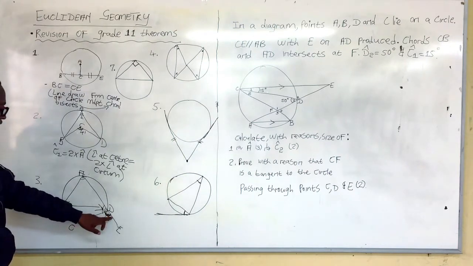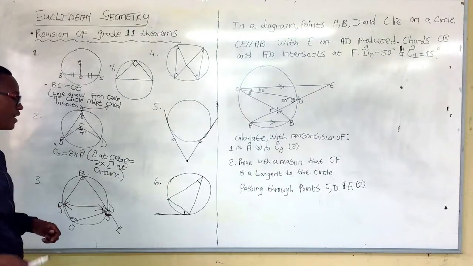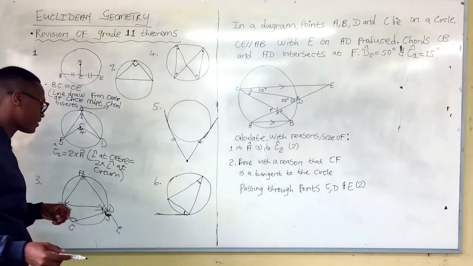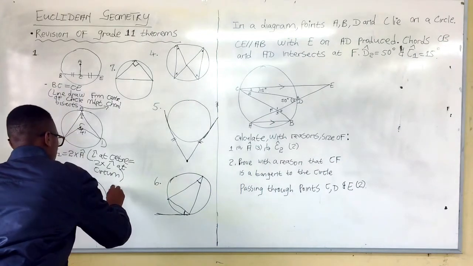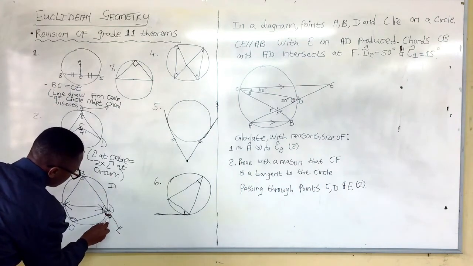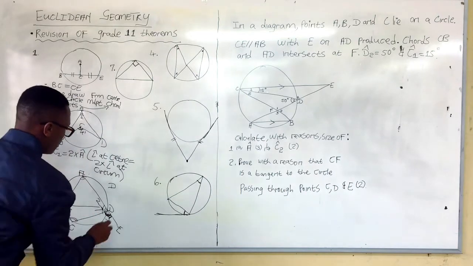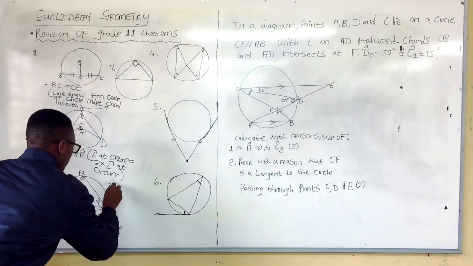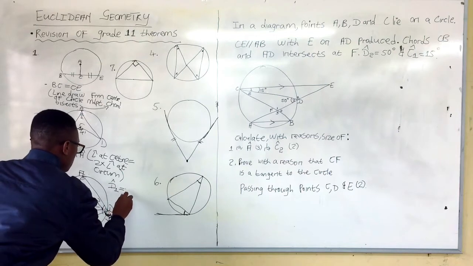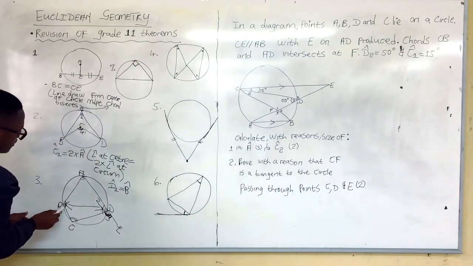So that means this angle, the outside angle, is the same as this internal angle inside. Right? Let me write it down first. Let's say it's angle D1, and then here is angle D2. So it means angle D1 is equal to angle B, which is this angle.